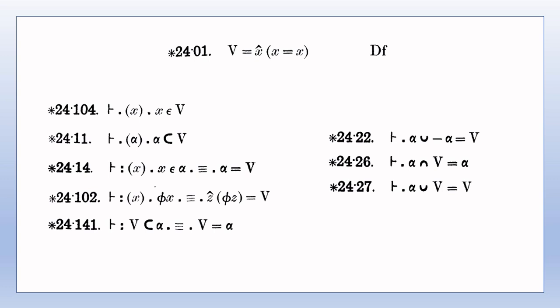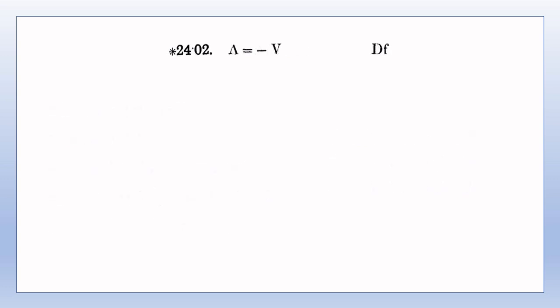24.02 defines the null-class. The null-class is simply defined to be the negation of the universal class. Negation of a class was, of course, defined in chapter 22. The null-class is therefore the class with no members. Proposition 24.105 shows that x is not a member of the null-class is always true.